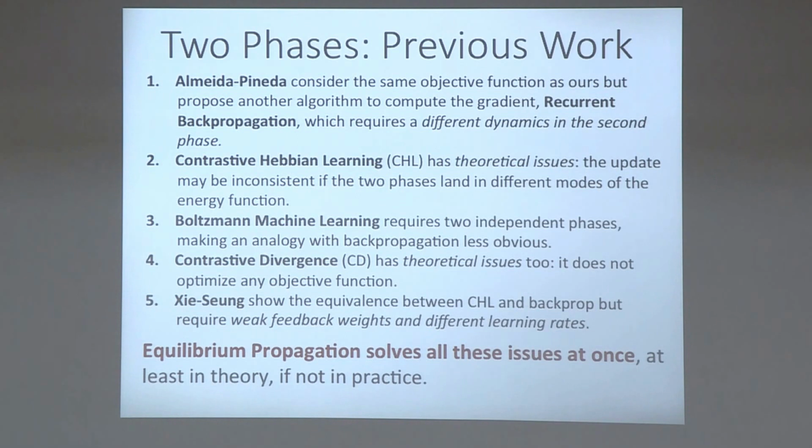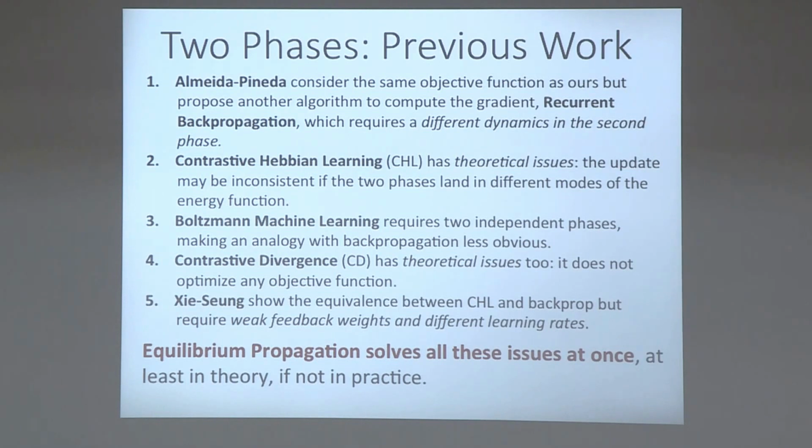The problem with contrastive Hebbian learning is that it's a learning rule, but it doesn't have a really clear mathematical justification. For example, there's no guarantee that it goes down with respect to some objective function. In fact, it can give rise to inconsistent updates in some senses. And that's generally a problem with handcrafted learning rules, that it's not always clear what they mean from an optimization point of view. Boltzmann machines, of course, the learning rules for Boltzmann machines do optimize something clear, but it's not clear how the two independent phases are related to backprop. We'll see how, with this work, the connection becomes more clear.